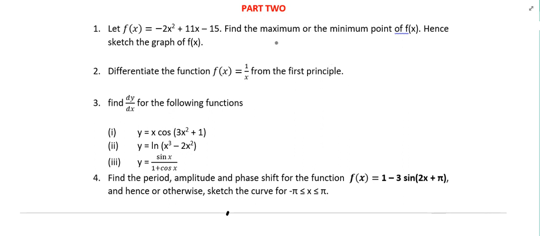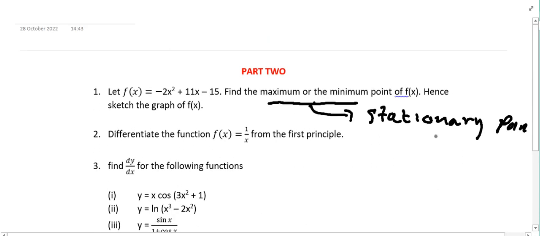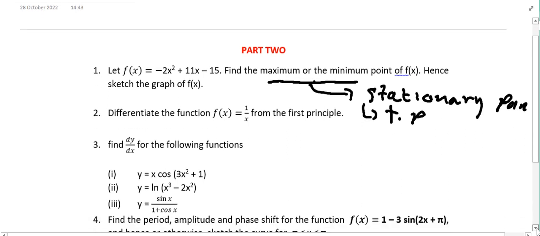So when you are asked the maximum or minimum point, what does this mean? It also means that they are asking you to find the stationary point. They're one and the same, okay? And the same thing, when you are asked, it also means to find the turning point, which is just the TP. Okay, so many students ask me, how can you solve this?